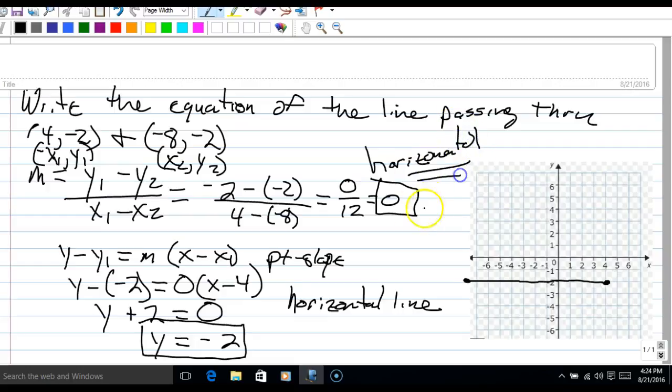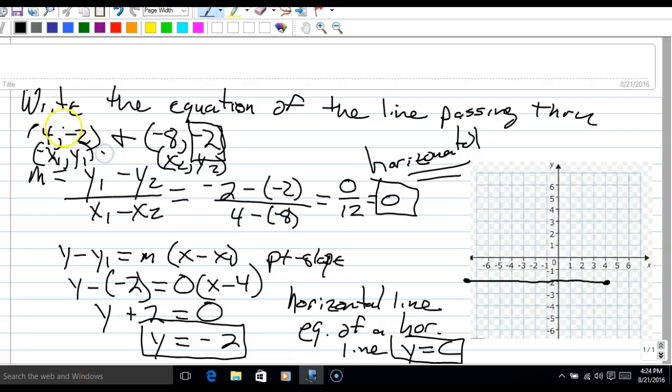Now, here I don't actually have to use this formula because I know that the slope is equal to 0. Horizontal line has slope equal to 0. The equation of a horizontal line will always be y is equal to some constant. So what is y equal to here? Look at your ordered pairs. This is a dead giveaway. Both of your y coordinates are equal to negative 2. So the equation here is y is equal to negative 2.